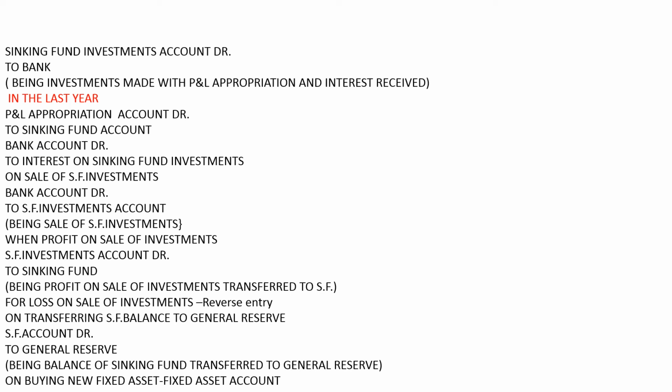Then in the last year, the entire balance of sinking fund is transferred to general reserve. So sinking fund account debit to general reserve, being balance of sinking fund transferred to general reserve. If we are buying a new fixed asset, so we will give debit to new fixed asset and credit to bank, for purchase of new fixed assets.